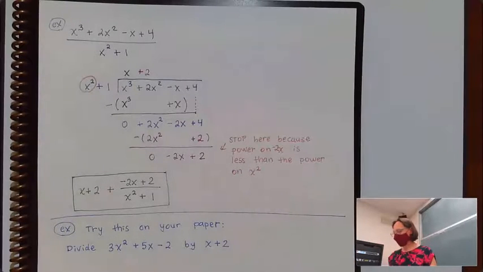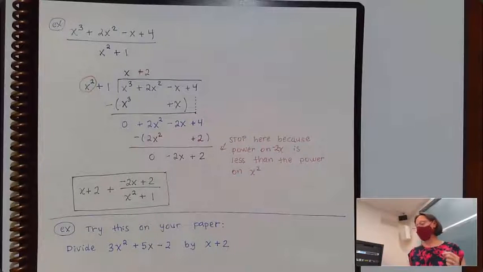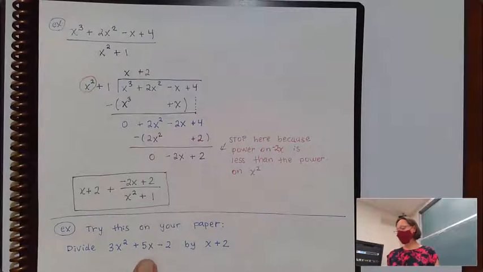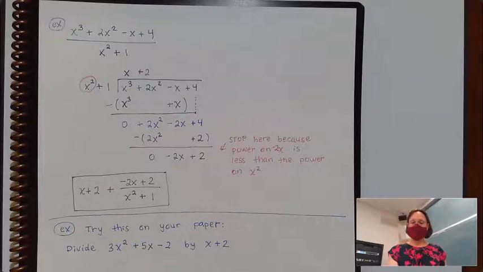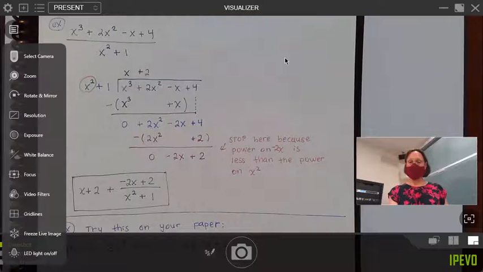So try this one on your own. We're going to divide 3x squared plus 5x minus 2 by x plus 2. And if you're hanging out on Zoom, when you get to an answer, type your remainder in the chat, just because that's the easiest thing to type in.